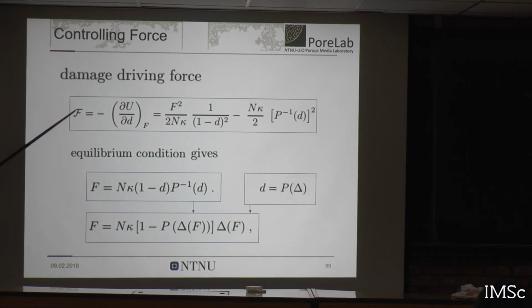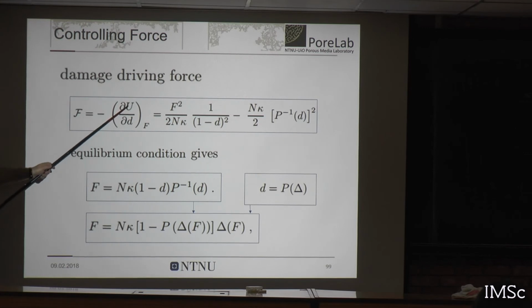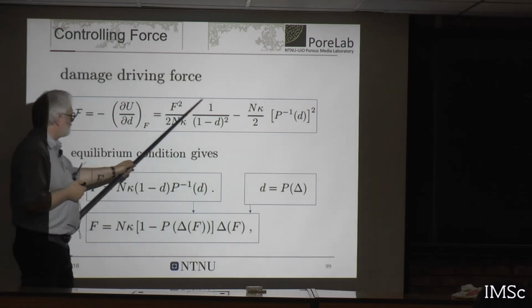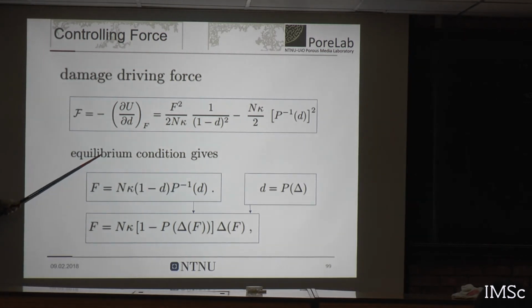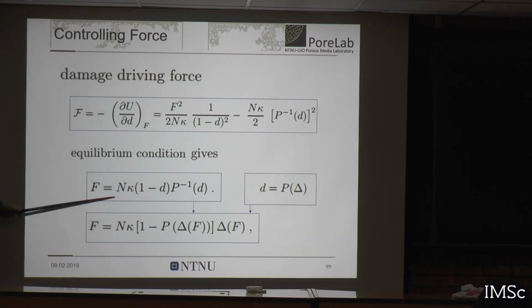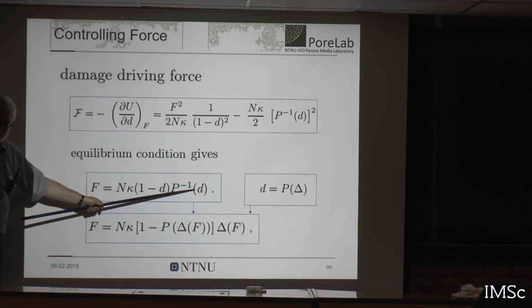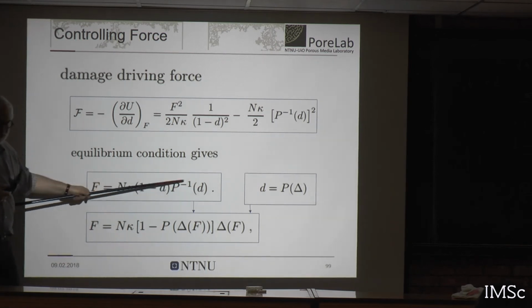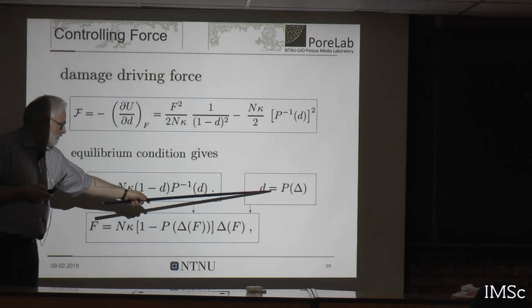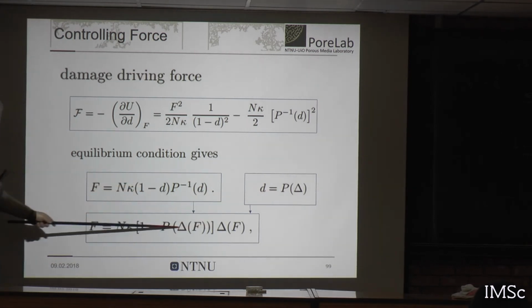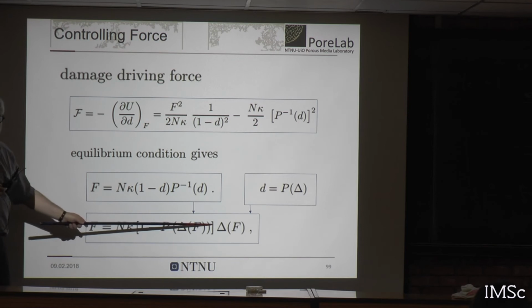The damage driving force, I just now take the dU dd at constant force, and I end up with this expression here. The equilibrium condition, setting this equal to 0, solving for the force, gives me this. And that's the same expression as before, but it's sort of scrambled. Now it's a d here. Before it was a delta appearing. And then if I combine it with this old one, I get back my old expression.